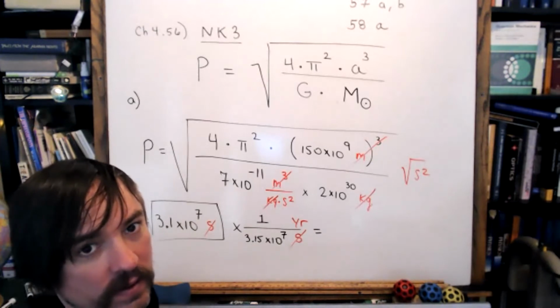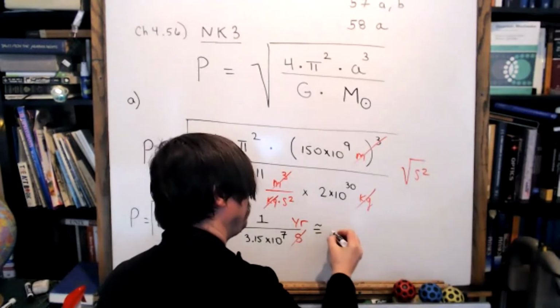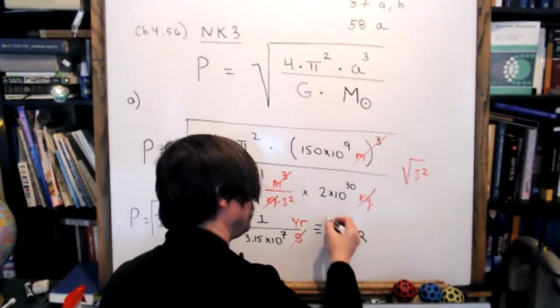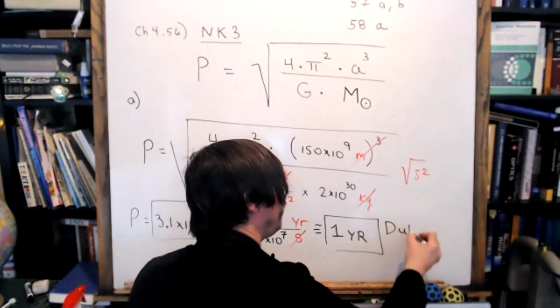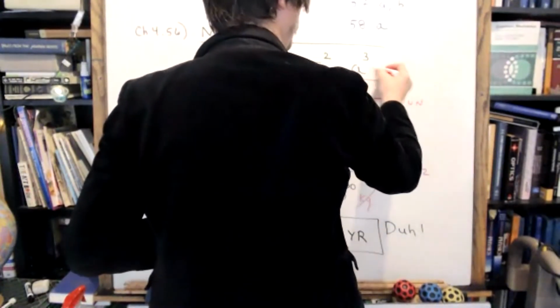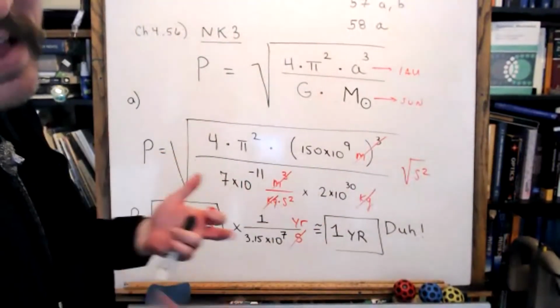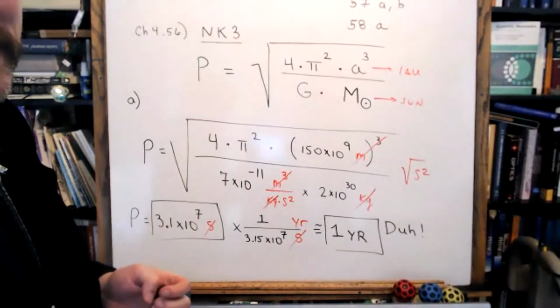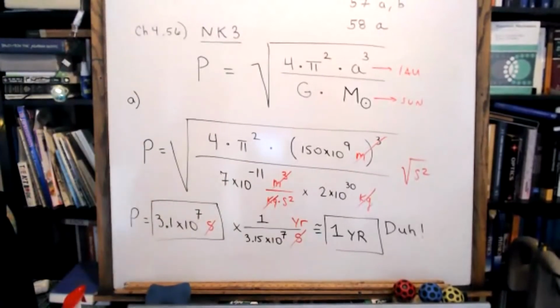It will be 0.98, which is wicked close to 1. It's basically 1 year. And this is where we're supposed to stop and say, duh, of course it's going to be 1 year. If you have a planet orbiting the mass of the sun at a distance of 1 AU, of course its period's going to be 1 year. That's the same as Earth's, right? P squared equals A cubed. 1 AU cubed is 1 year squared.